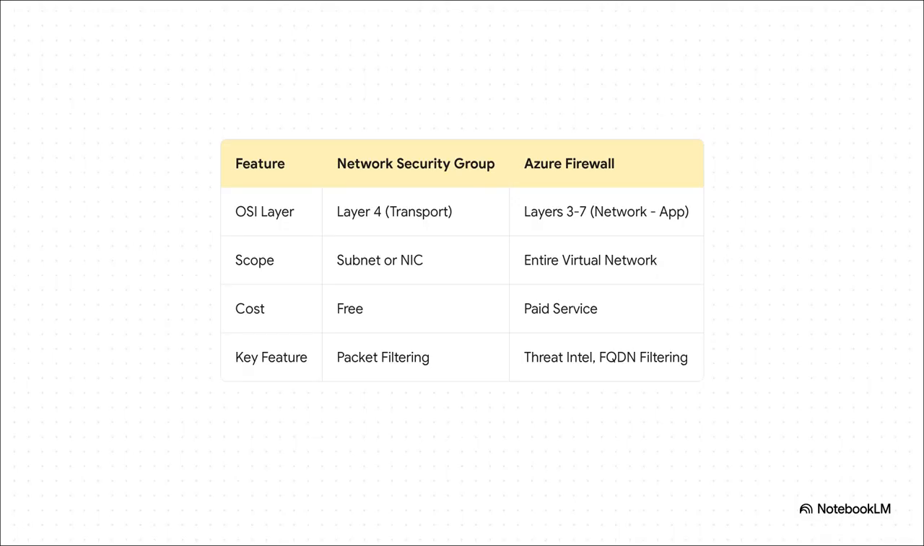So this is the most critical takeaway. You have to understand when to use which tool. NSGs are free, they work at layer 4, and they are absolutely perfect for basic filtering between your subnets. That's what we call east-west traffic. Azure Firewall, on the other hand, is a paid, centralized service. It gives you that advanced layer 7 protection for traffic that's entering or leaving your entire network, what we call north-south traffic. They aren't competitors, they're designed to work together as a team.